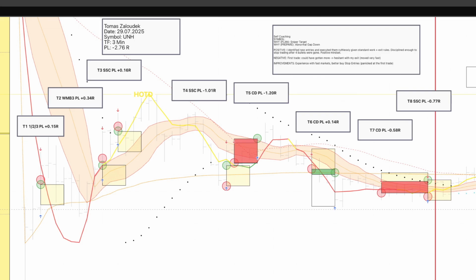But overall, I feel I've found most of the patterns. I try to be with the trend. That means I try to be long here, long here, short here, short here. So I try to go with the trend. I just wasn't aligned too much, so definitely some improvements for me.